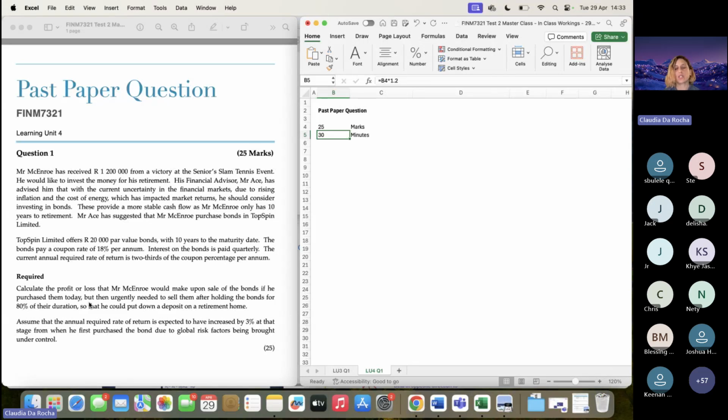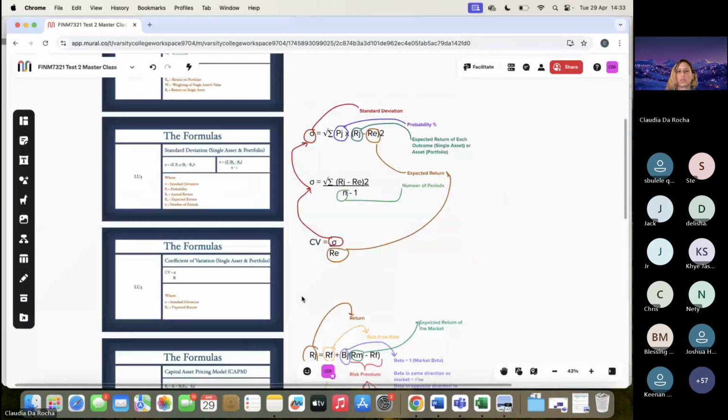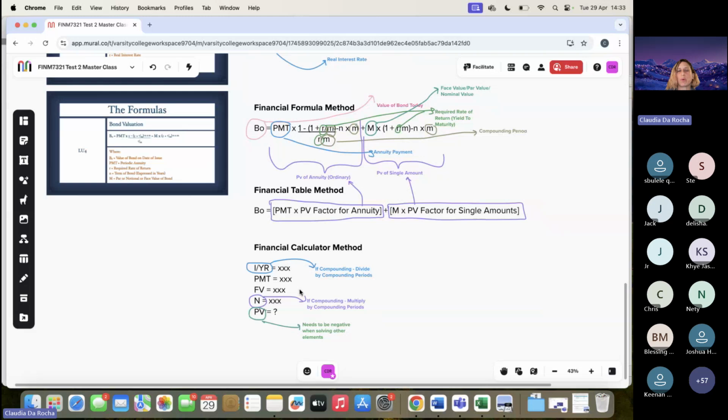So remember I said to you that initially there is a required rate of return or yield to maturity, and then subsequent to that, it changes. Okay, so this 2/3 of the coupon percentage per annum is your initial required rate of return or interest rate. Okay, so how do we tackle this? So let's go back to our little sheet. Right. Okay, so this is our bonds. This is where we are.